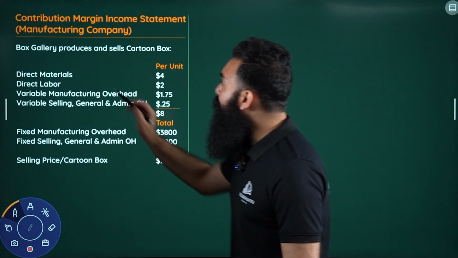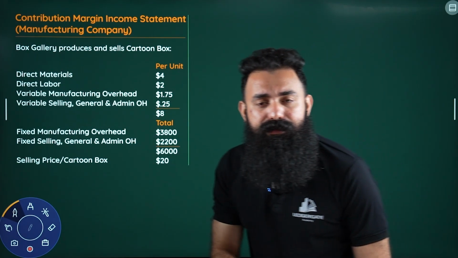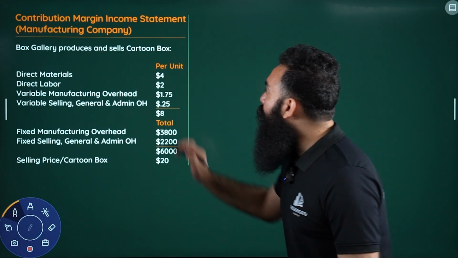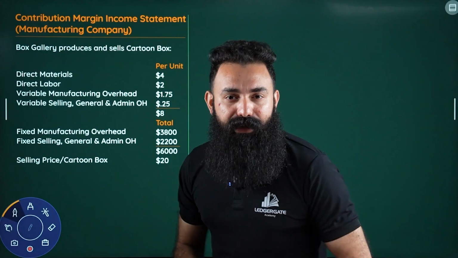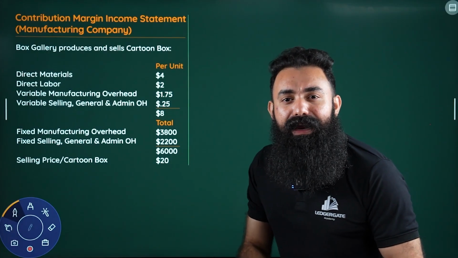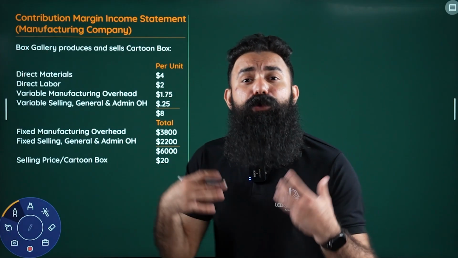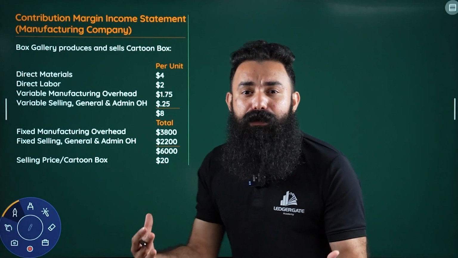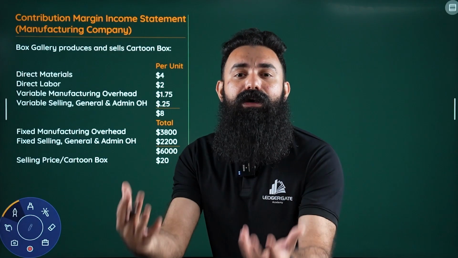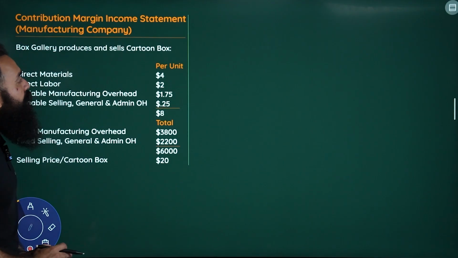We are taking the example of a company which is Box Gallery. What is their business? They are producing carton boxes, by purchasing the material from an external supplier, using their own labor and other expenses, let's say overheads. They are producing the products in-house, and when it becomes the final product, they are selling to the customers. We are going to take the example.